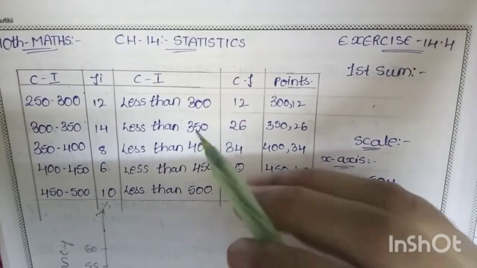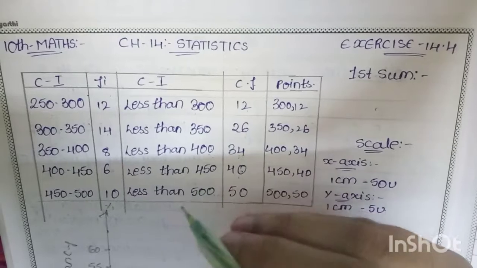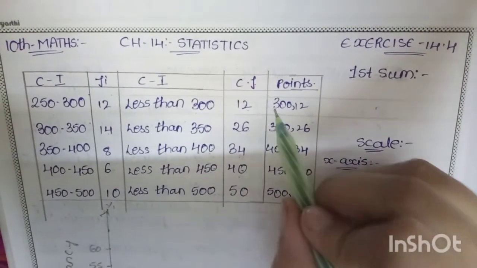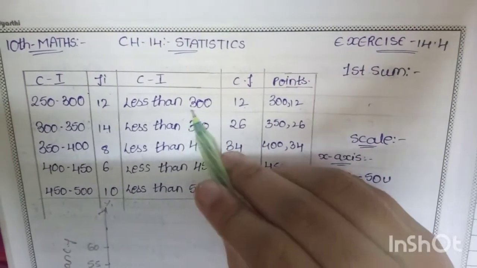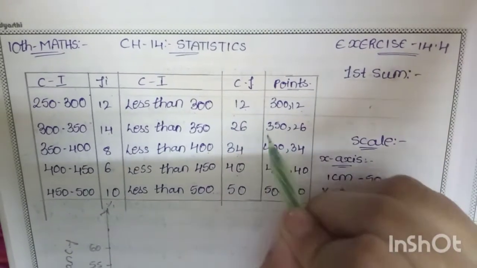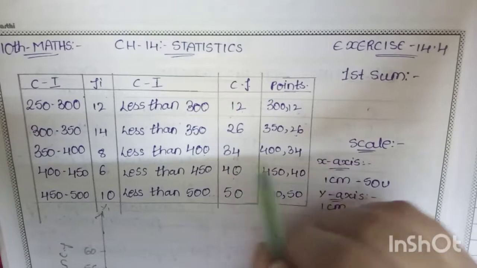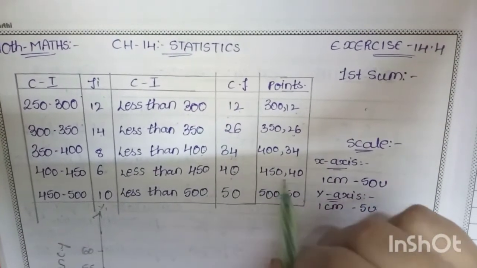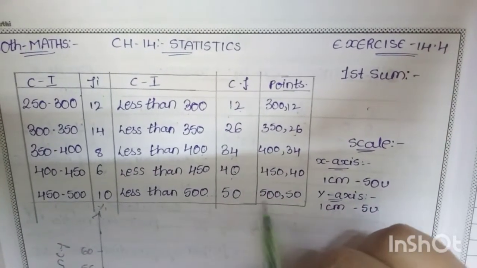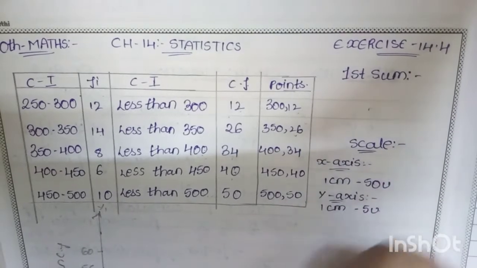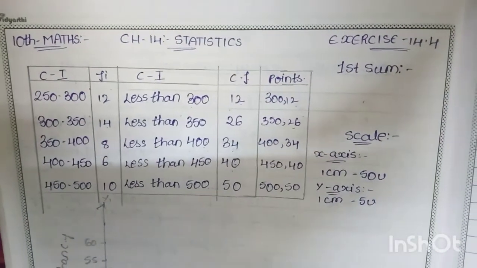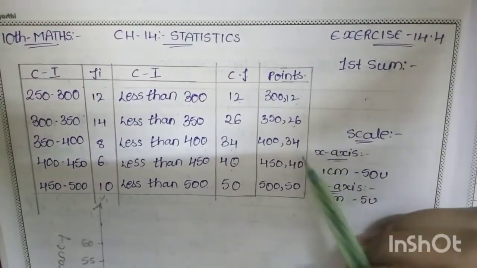So from the data that we found only we can take the points, that is 300 and 12, 350 and 26, 400 and 34, 450 and 40, and 500 and 50. In this way we will be finding all the points. Now we have to draw the graph based on these points.